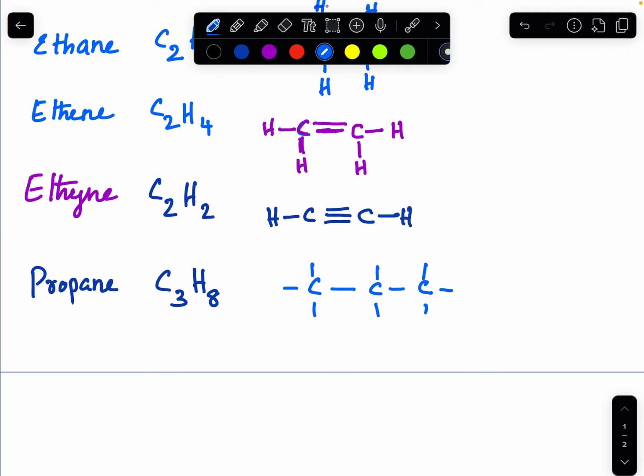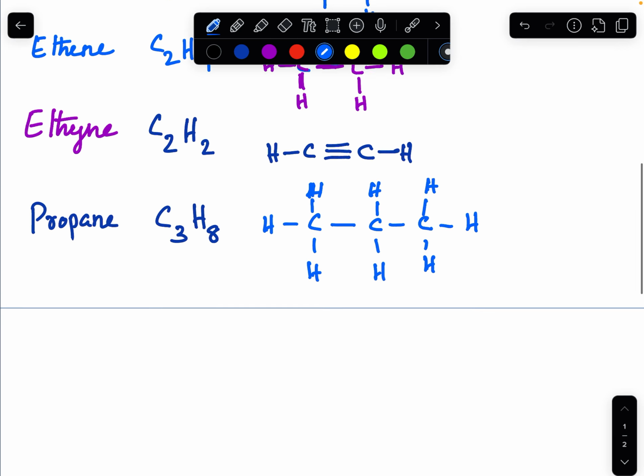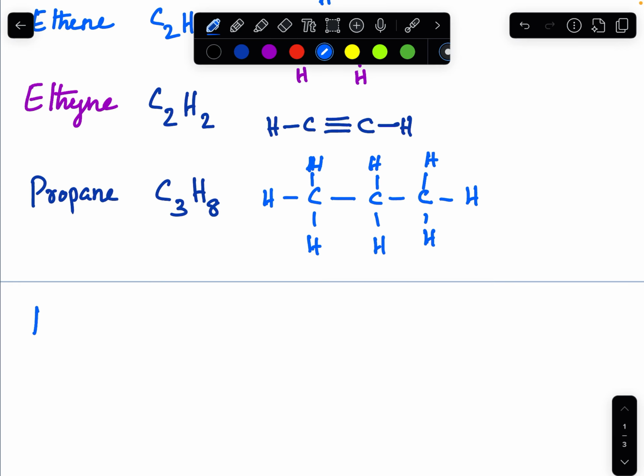So I'm going to give 4 bonds for each. And I have enough hydrogen, so I'm going to draw hydrogen, hydrogen, hydrogen, hydrogen. This is right because I had a lot of hydrogen. Okay, let's try the next one.